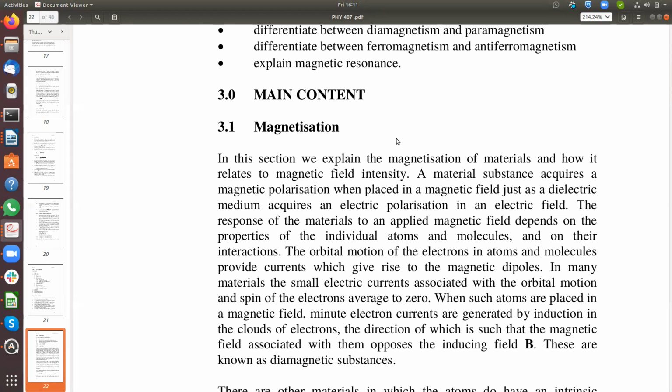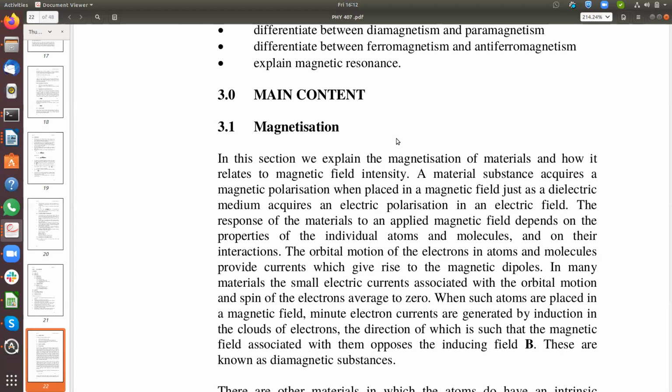Now, majorly what leads to this is the orbital motion of electrons in atoms, because we know that electrons move or vibrate. This orbital motion of electrons in atoms or molecules creates what we call current. And this current gives rise to what we know as magnetic dipoles. When we discussed dielectrics, we talked about the electric dipole. In the case of magnetism, we discuss the magnetic dipole.